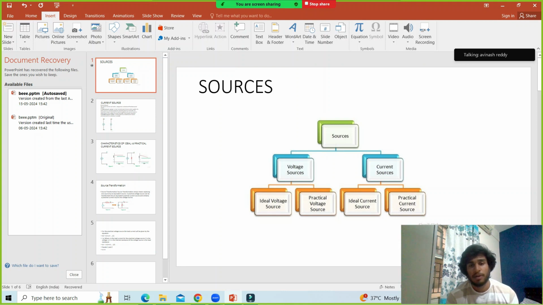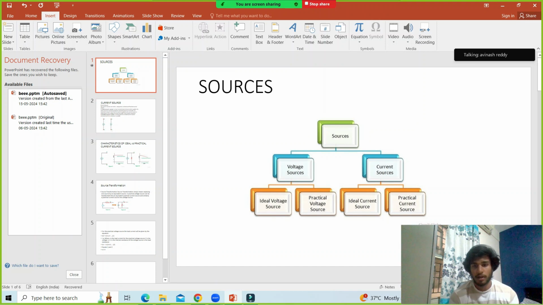There are two main types of sources. One is the voltage source, another is the current source. The voltage source has the function of producing EMF, and the current source has the function of producing current. Each source is further subdivided into two classes: ideal and practical.